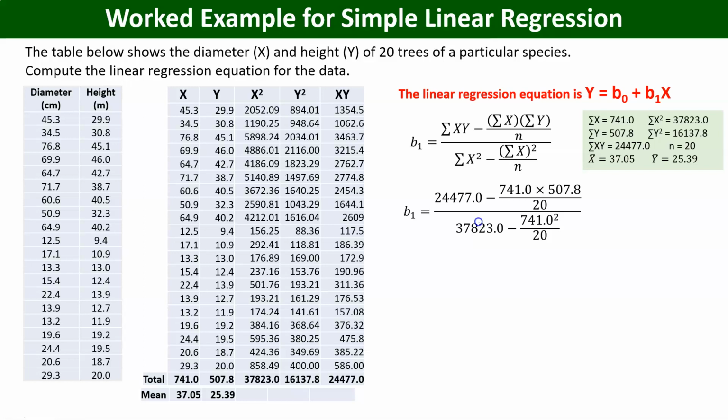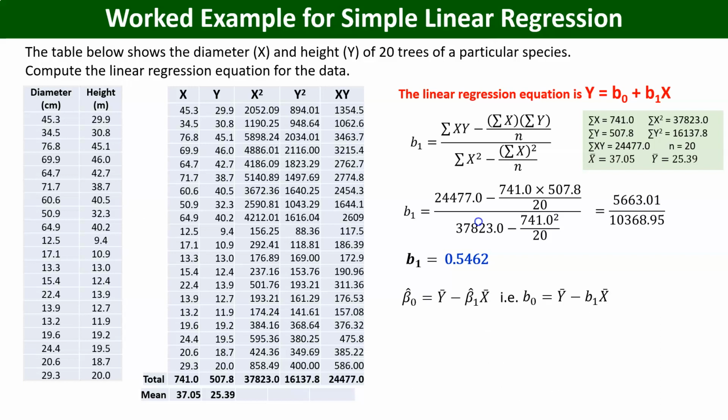Again, at this stage, you must ensure that you don't make any mistake, because any mistake you make at any stage will really give you wrong results. So when you evaluate the numerator and the denominator, you get the values there. And finally, our B1 is 0.5462. That's the value for B1.